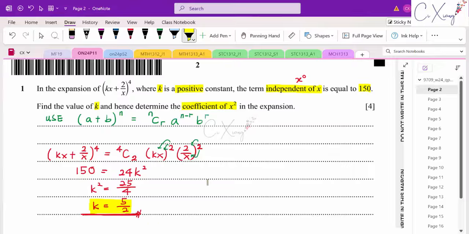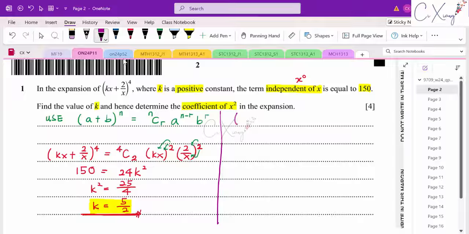Alright, so we've done the first part. We've already successfully got a value for k, and now we want to determine the coefficient of x squared. So the same thing happens here. To get the coefficient of x squared, we need to do a little bit of trial and error as well. Okay, right, so let us start.